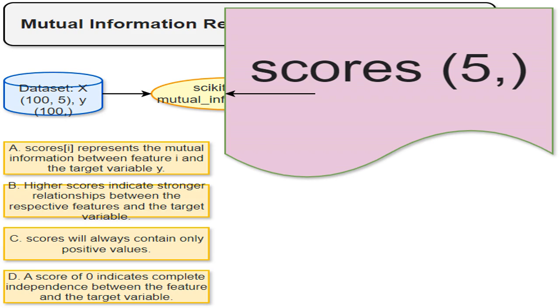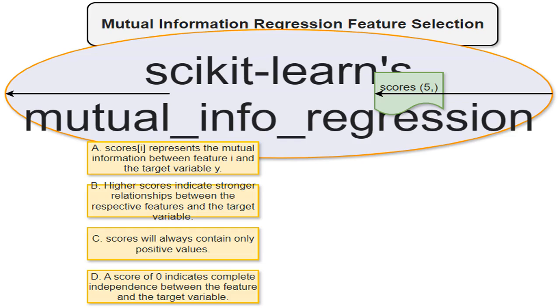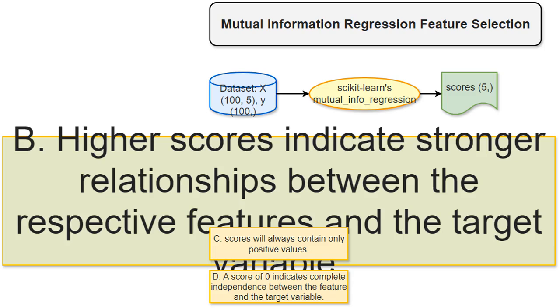The i-th element in the scores array tells me the mutual information between the i-th feature and my target variable. So scores[0] is the mutual information between the first feature and the target. scores[1] is for the second. And so on. A higher score in the scores array means a stronger relationship between that feature and the target variable. It indicates the feature is more useful in predicting the target value.